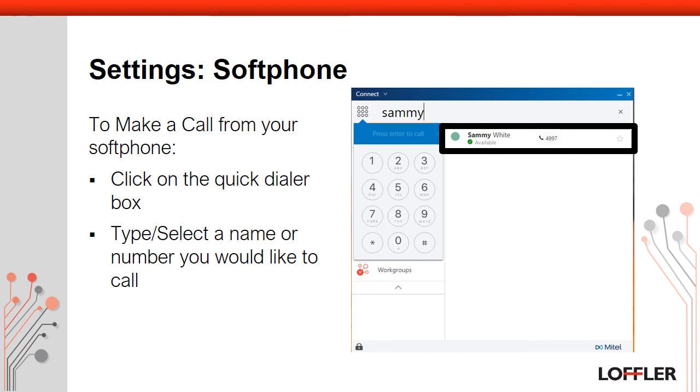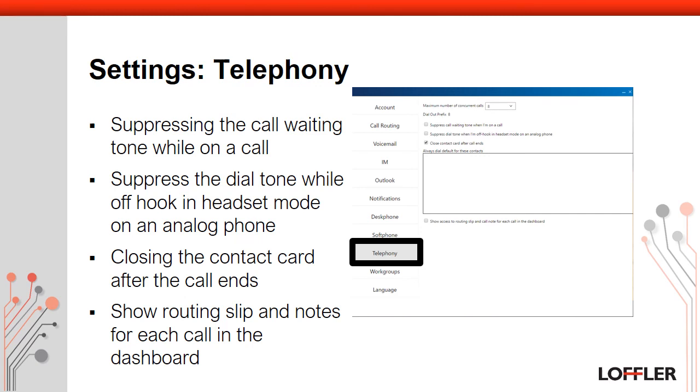Please note you will need a USB headset to use your Softphone. Press Enter or double-click on a contact to make a call. The Telephony tab allows you to suppress the call waiting tone while on a call, suppress the dial tone while off hook in headset mode on an analog phone.